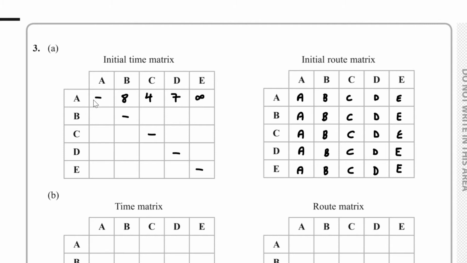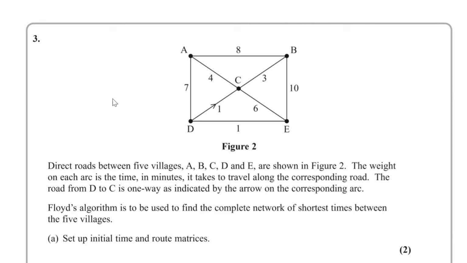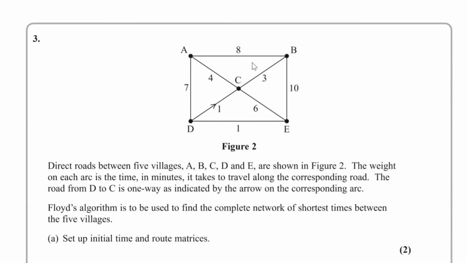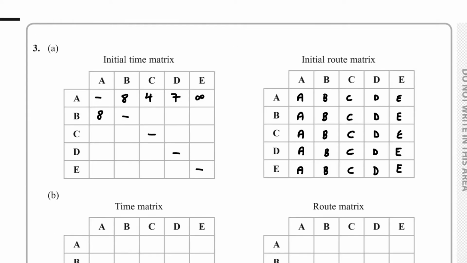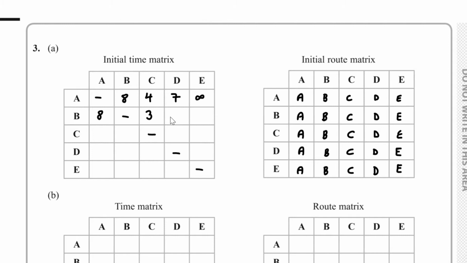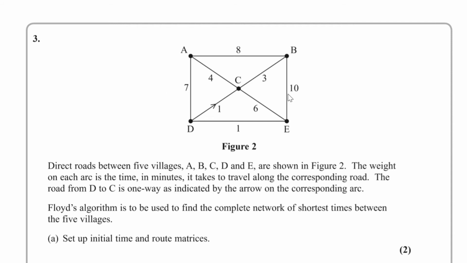Now if we take a look at B to A, starting at B, finishing at A, that's 8. B to C, you'd find that to be 3. B to D, there's no one way of getting there, so we replace that with an infinity. And then BE, that's 10.